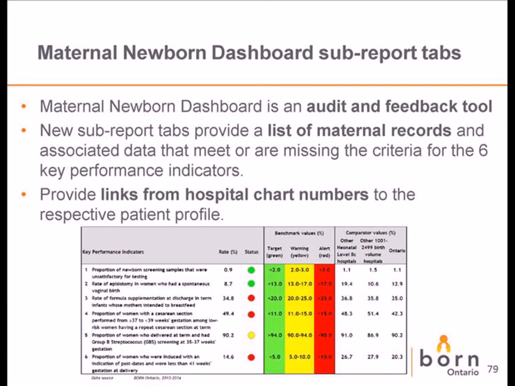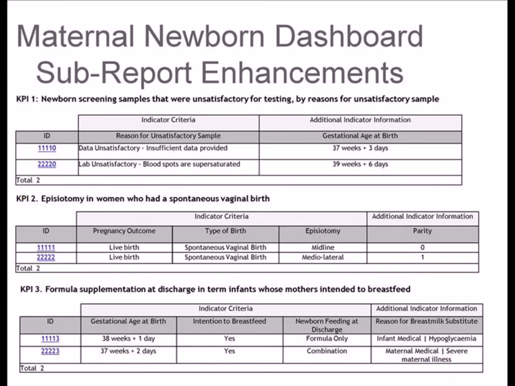We've since last March made enhancements to the report to include what we call sub-report tabs, and that is for all the six key performance indicators that are listed here at the bottom, you can drill down and you can see, for instance, if you had high rates of formula supplementation, you really want to know which client records those link to, you can run your sub-report. And I just have a quick screenshot of what the sub-report would look like.